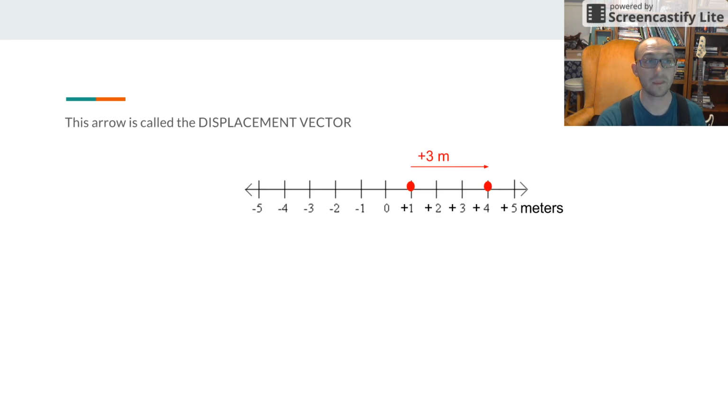Or I could give a displacement vector. A vector is an arrow. A vector is a number that also has a direction. So if you say that you ran a mile, that's not a vector, because all it tells me is that you ran a mile. If you say that you ran a mile west, that is a vector, because it tells me how far you ran and in what direction. So in this case, I ran 3 meters to the right, or positive.